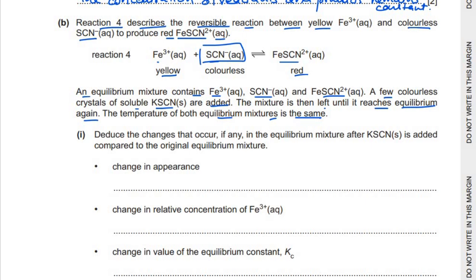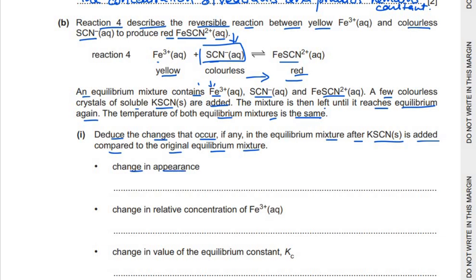The first part says deduce the changes that occur in the equilibrium mixture after KSCN is added, compared to the original equilibrium mixture. Now if we are adding solid KSCN, we are increasing the concentration of one of the reactants. To re-establish equilibrium, the equilibrium will shift to the right-hand side, producing more product and reducing the concentration of reactants. That is how the equilibrium will move.